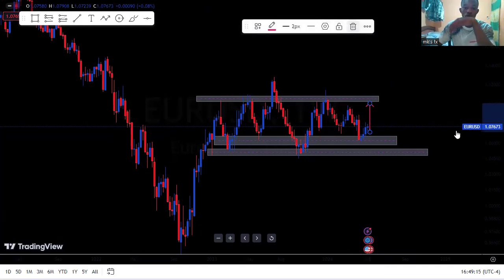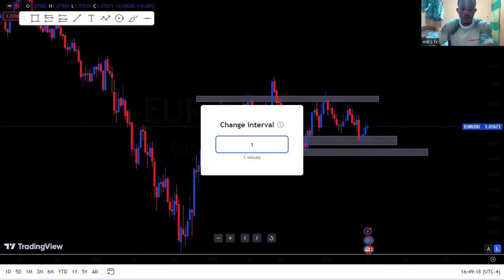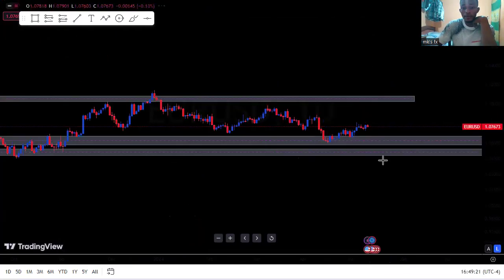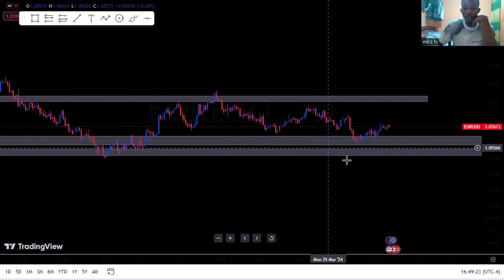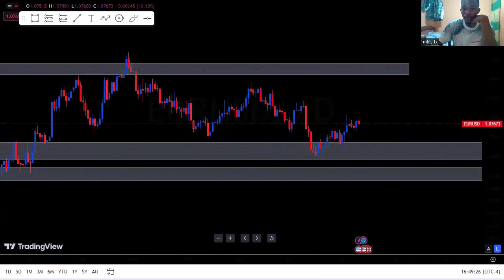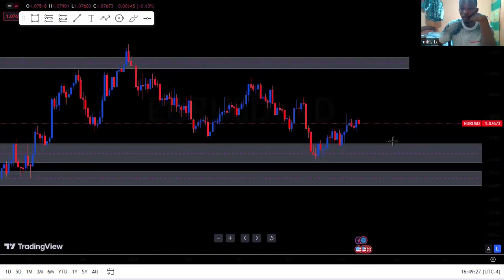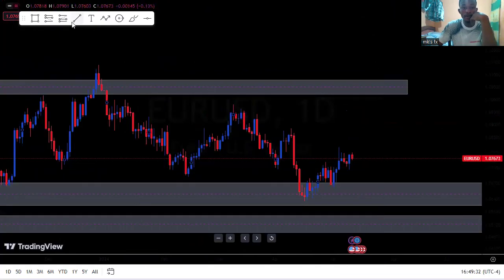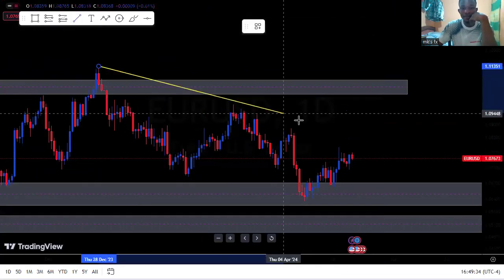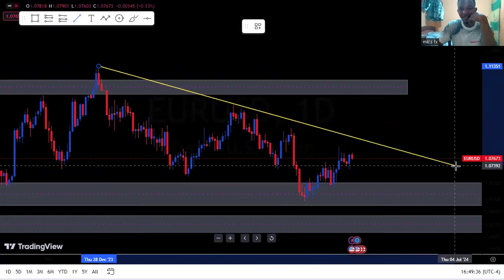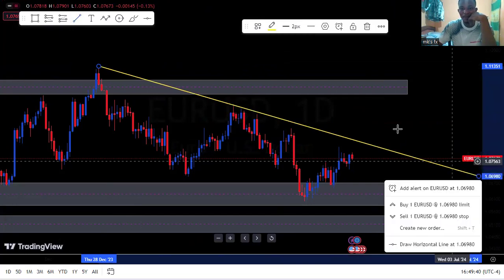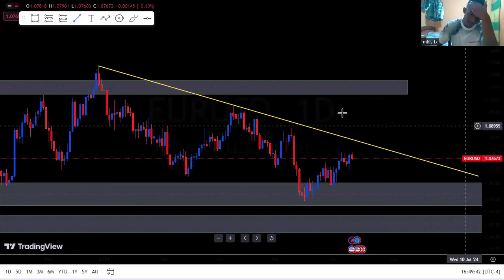Let us go to the daily time frame. Now, what do I see on the daily time frame? You see on the daily time frame, I actually have a downtrend. Take a look at this, guys. I have a downtrend, something of this sort with multiple touches. Yeah, I have that downtrend on the daily time frame.